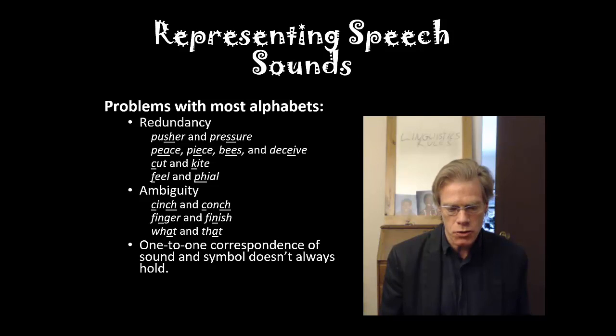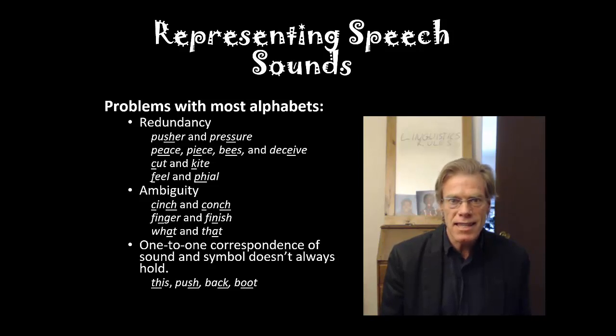And then another issue is that a good system for representing speech sounds should have a one-to-one correspondence of sound and symbol. But in most alphabetic systems, that doesn't hold. So again, to use English, we see that the th sound in this is a single sound represented by two letters. So that TH represents the th sound, but it is only one sound.